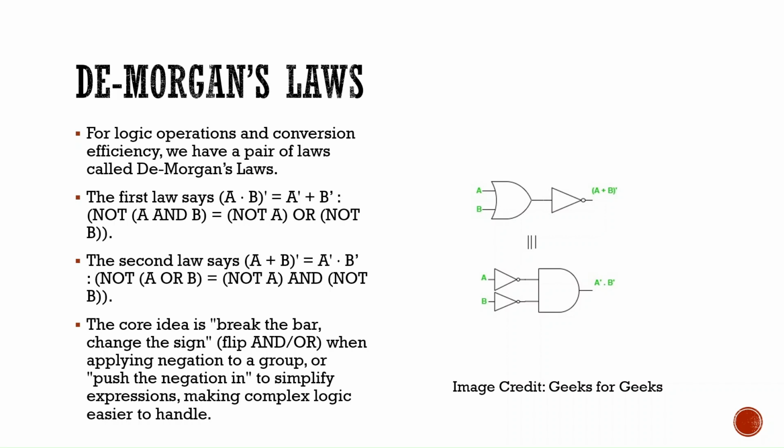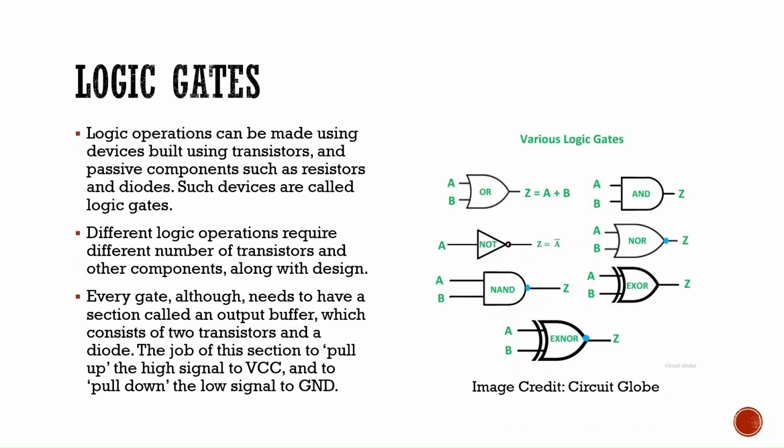The core idea is: break the bar, change the sign, flip AND and OR when applying the negation to a group, or push the negation in to simplify expressions, making complex logic easier to handle. When you do some sums regarding De Morgan's laws, you can easily understand the viability of this law and why this is so useful. Let us take a look at logic gates.